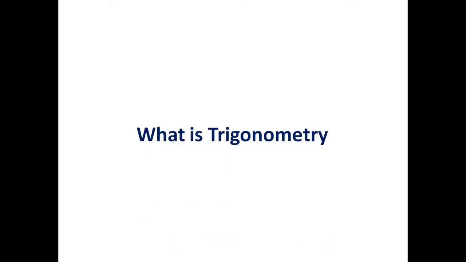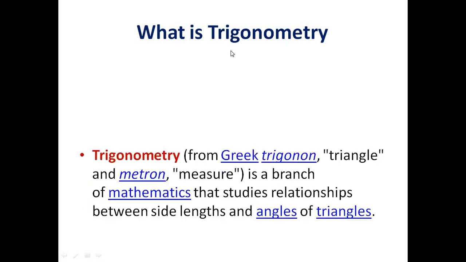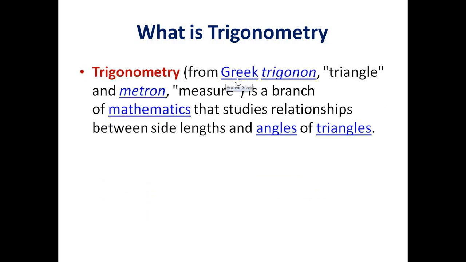So let's see, what is trigonometry? The word trigonometry has come from a Greek word. In trigonometry, trigonon means triangle and metron means measure. That means triangle measure. We are going to measure the triangle.